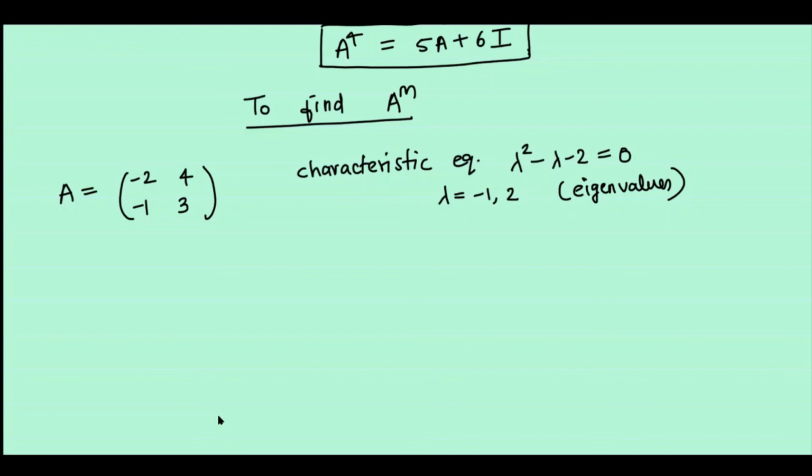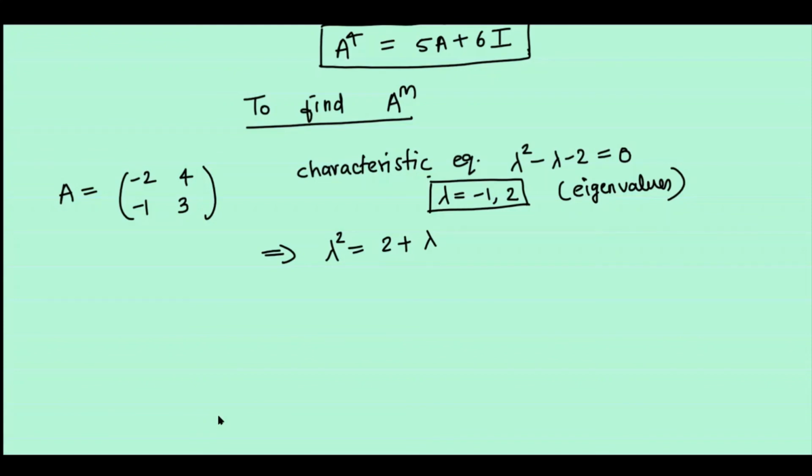As we have found the characteristic equation right now, we got the equation as lambda square minus lambda minus 2 equal to 0. And from here, the eigenvalues are -1 and 2. So these are the eigenvalues. From the characteristic equation, I can write lambda square equal to 2 plus lambda. So lambda square is written as a combination of lambda and a constant.